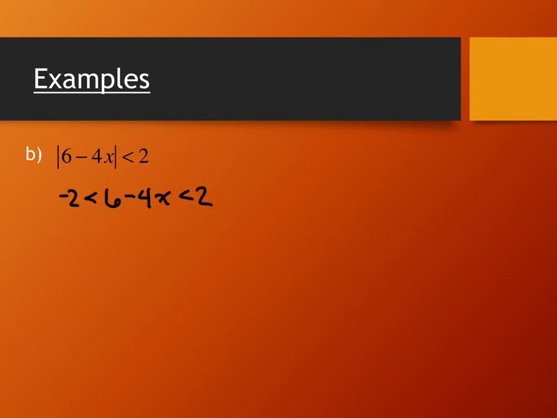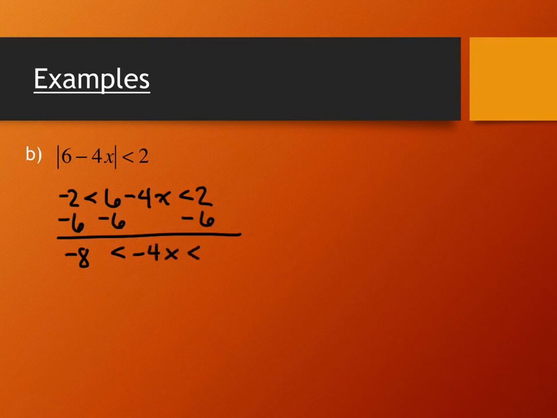Now, when we solve this, the 6 has to move first, just like it would if I had a regular inequality. But I do it to all 3 sides because there are 3 sides. It's a balancing thing, right? So negative 2 minus 6 is negative 8. In the middle, I have the negative 4x. And 2 minus 6 would be negative 4 on the right. The goal is to get x alone. So I'm going to do the same thing. I'm going to divide by negative 4 on all 3 sides. Negative 8 divided by negative 4 is 2. In the middle, I have x. And then negative 4 divided by negative 4 is 1.